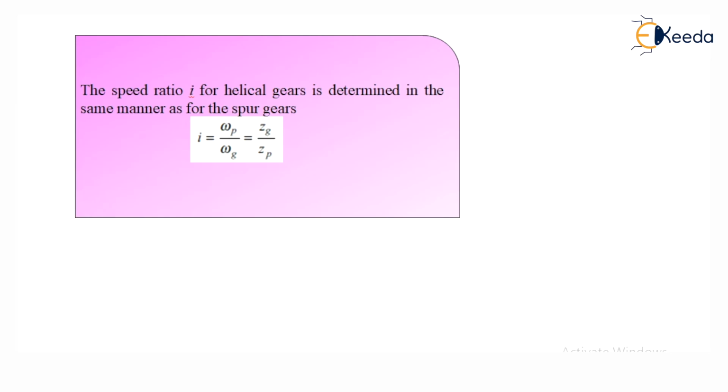So the speed ratio i for the helical gear is determined in the same manner as that of spur gear. That is, i is equal to omega p divided by omega g is equal to zg upon zp, where suffix p and g refer to pinion and gear respectively.